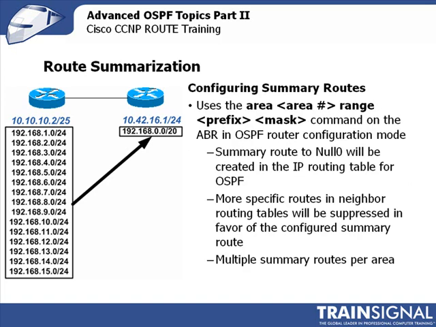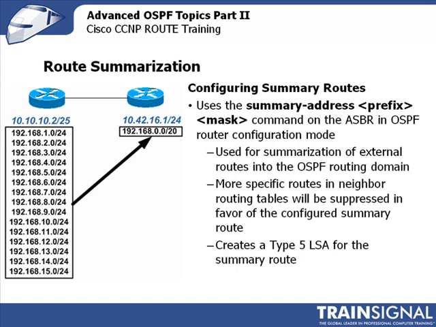Configuring summary routes, there are actually two types in OSPF. One is the area range, and the other is the summary address, which we'll define each one of those. The area range actually summarizes and advertises a summarized route from a particular area on the area border router. It uses the area number range, prefix, and mask command. It'll create a summary route to null zero in the routing table of the router it's configured on, so you'll actually be able to see the summary. More specific routes in the neighbor routing tables will be suppressed in favor of that configured summary, and you can do multiple area range commands to be able to summarize multiple routes.